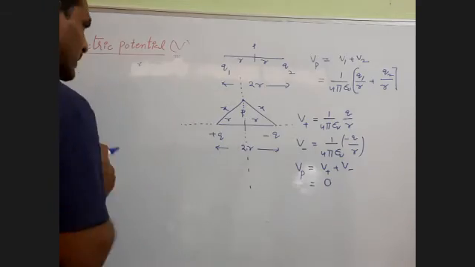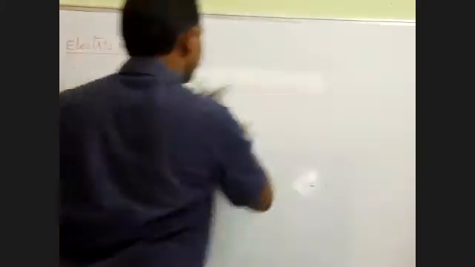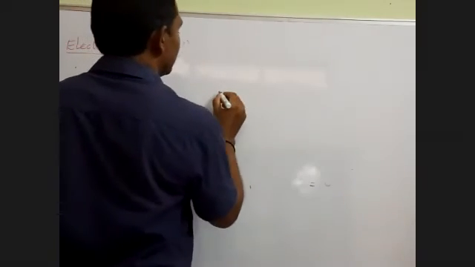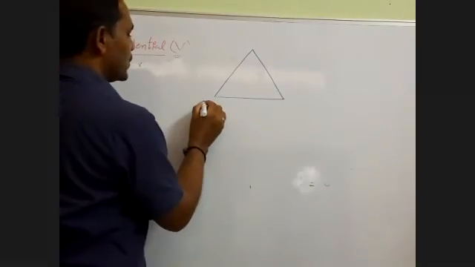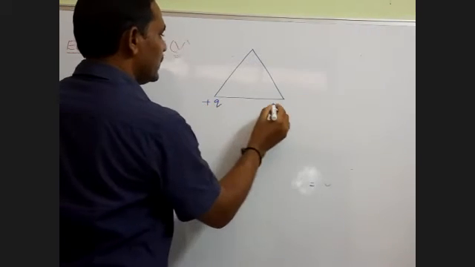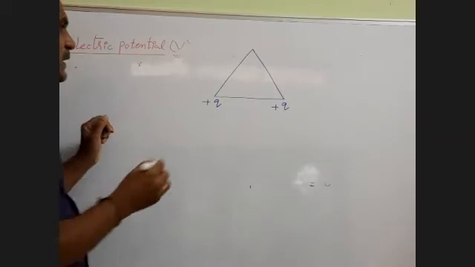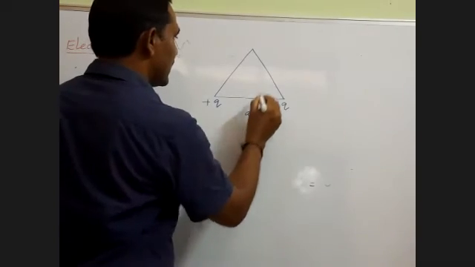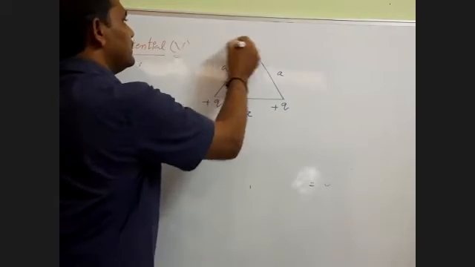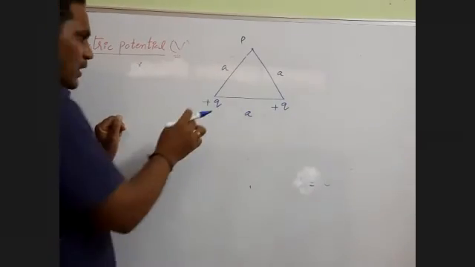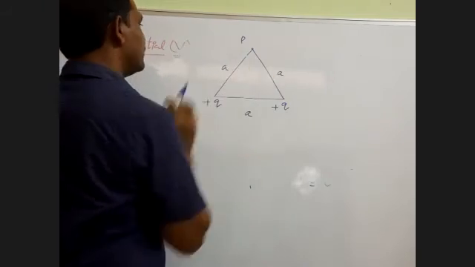Right. So, using this concept, I will do one more problem. This is an equilateral triangle. At two corners, plus q and plus q are placed. The side of the triangle is small a. So what is the net potential at the third corner? This is the question. Since the side of the triangle is a, here also I have written a.